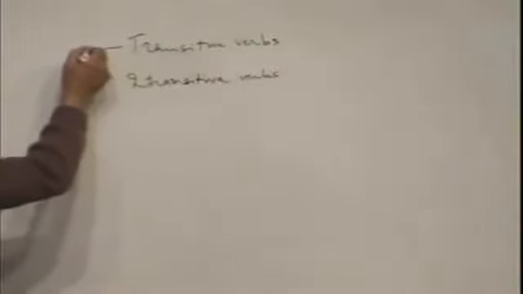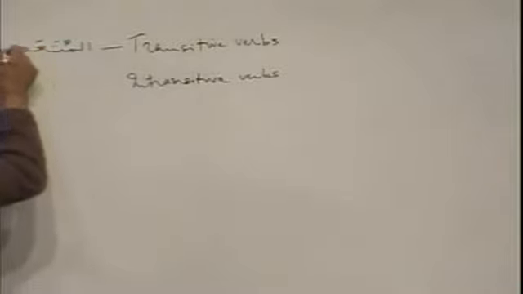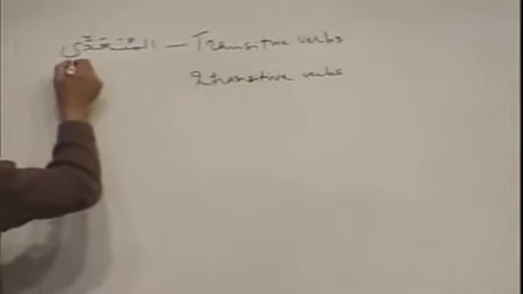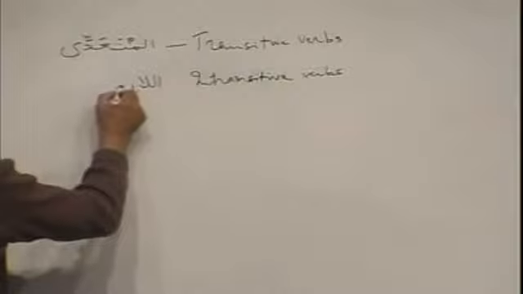Before I explain Maf'ulun Bihi, we have to understand that there are two kinds of verbs in the English language and in Arabic language. These verbs are called transitive and intransitive. Okay, brothers and sisters? In Arabic we say al-muta'addi, muta'addi, and this is al-lazimu. Okay.